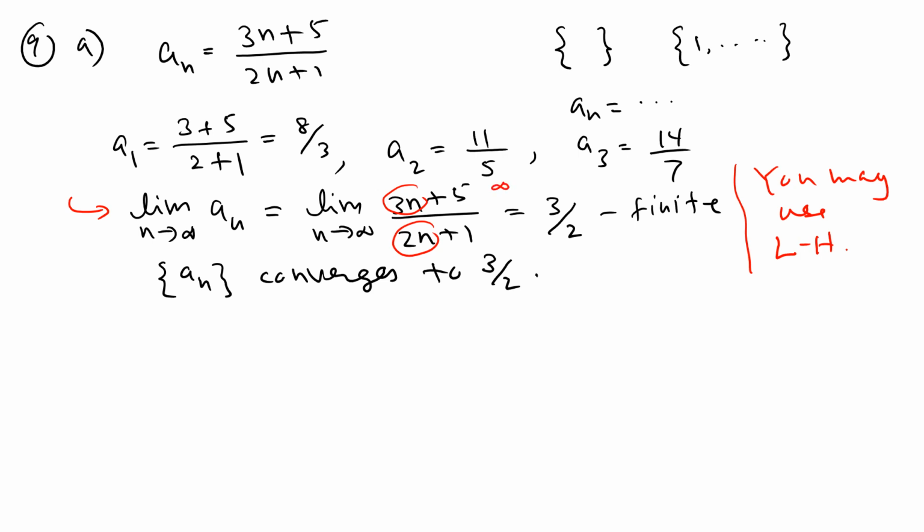So you can also use L'Hopital's rule if you want. You still get the same answer. But if you have polynomials, you don't want to do that. It's just very easy. Okay, that's about that. And part B is you are given the nth term like that.